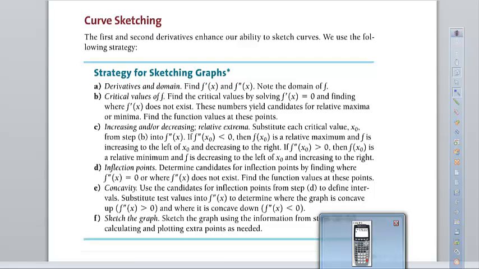We're going to find critical values by solving f prime of x equals 0 and finding where f prime of x does not exist. We already know that. These numbers yield candidates for relative max and min. We'll find the function values at these points. Our goal here is going to be to eventually graph these things.